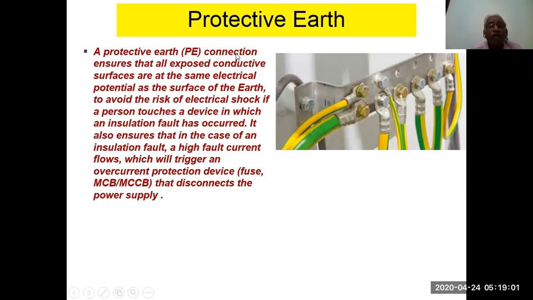A protective earthing connection ensures that all exposed conductive surfaces are at the same electrical potential as the surface of the earth, to avoid the risk of electrical shock if a person touches a device in which an insulation fault has occurred. It also ensures that in case of an insulation fault, a high fault current flows, which will trigger an overcurrent protection device, either a fuse or MCB or MCCB, that disconnects the power supply.